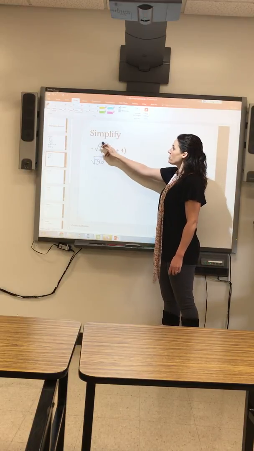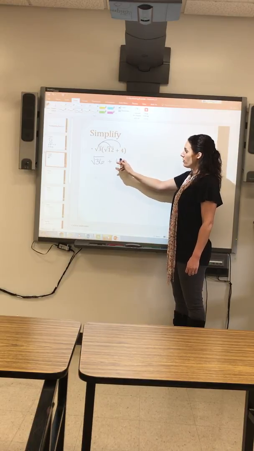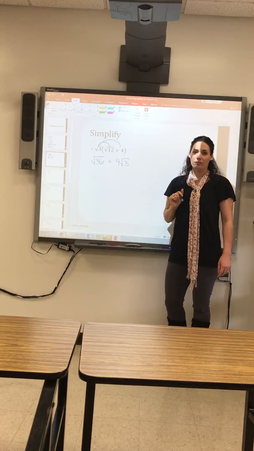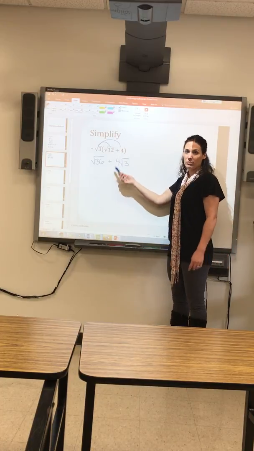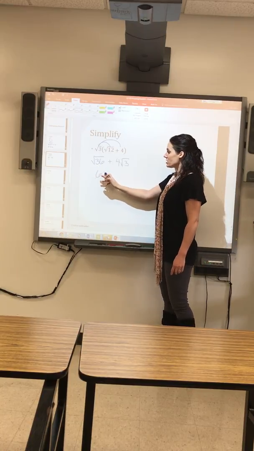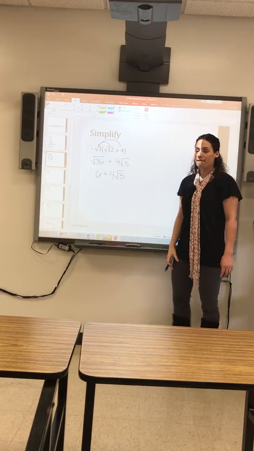Plus, then the square root of 3 times 4, how you write that is you write the whole number first. So it would be 4 square root 3. Square root 3 is kind of treated like the variable, so it comes second. Square root of 36 is 6, so we get 6 plus 4 square root 3.